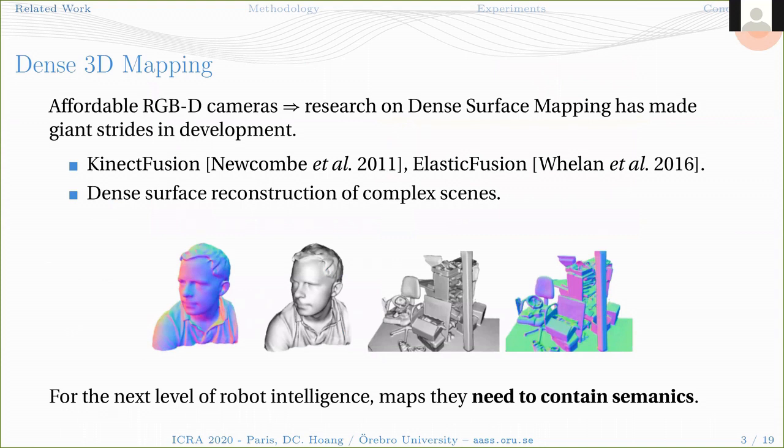First, related work. With the advent of 3D measurement devices such as RGB-D cameras like Asus Xtion Pro Live or Microsoft Kinect, research on SLAM has made giant strides in development. Approaches like KinectFusion and ElasticFusion achieve dense surface reconstruction of complex scenes while maintaining real-time performance through implementation on a GPU. For the next level of robot intelligence, maps need to extend beyond geometry and appearance. They need to contain semantics.